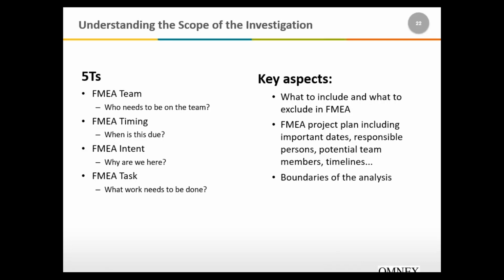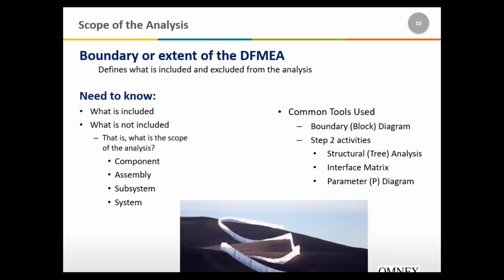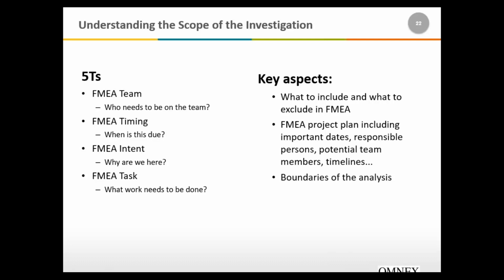So the 5 T's, as it's called, is the team, timing, intent, and yeah, they get that 4th T by looking at the 3rd letter of the word intent, and then finally tasks, as opposed to 2 T's, I, and T. It's called 5 T's.